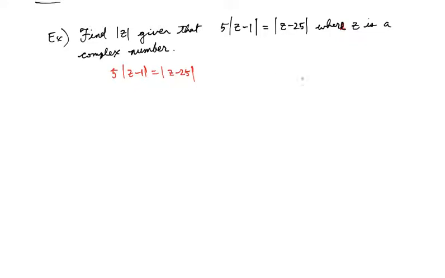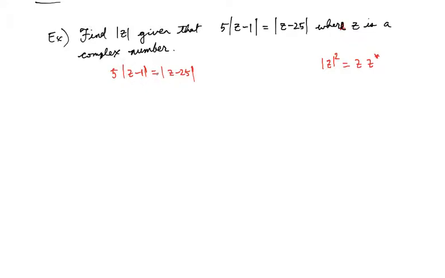Well, this is a little technique that we're going to be using. What you have to do here is use this property. If I take a modulus symbol and square it, the modulus sign disappears, and we can take the complex number inside and multiply it by the conjugate of that complex number. So this is one of the properties that we'll be using for this. And we'll look at another property that we're going to need as well.